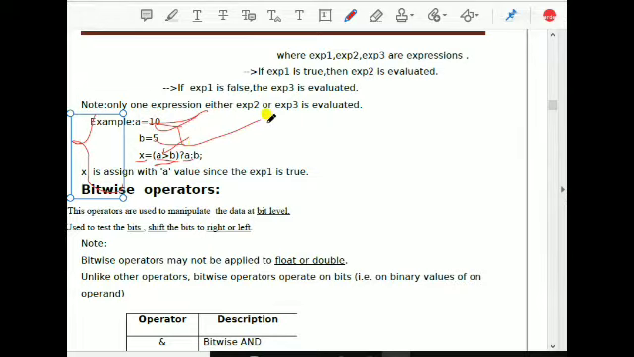It is like an if else condition only. If we are checking this condition, then we write if a is greater than b, then we will write printf.